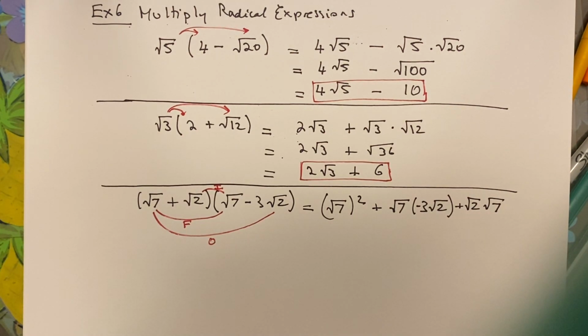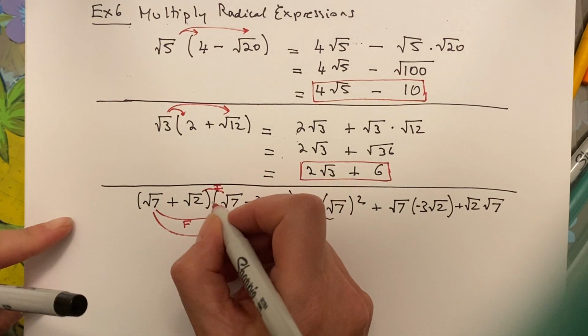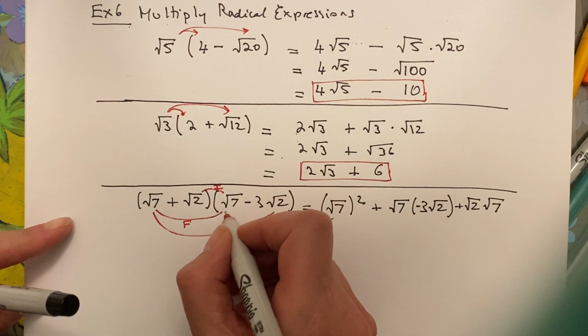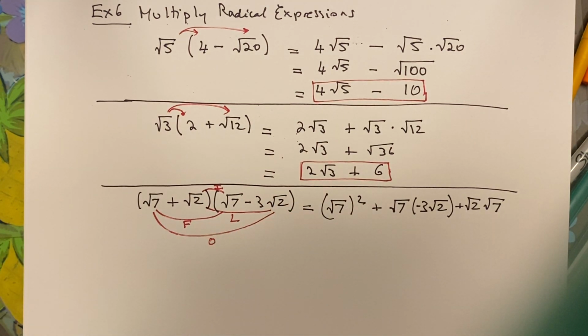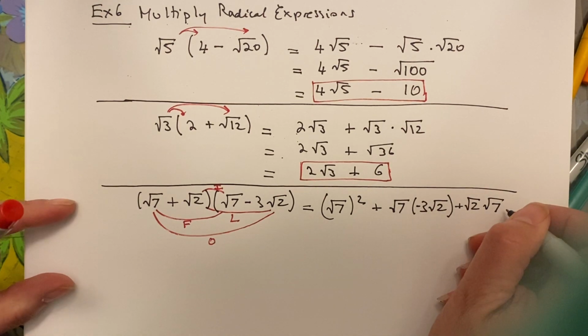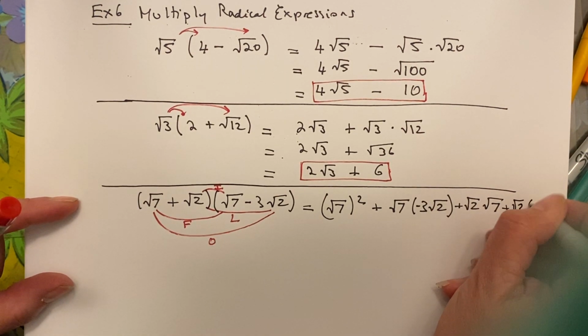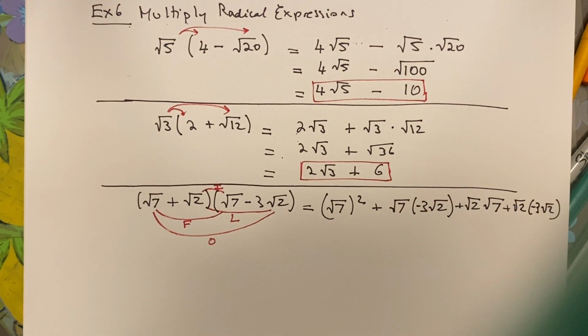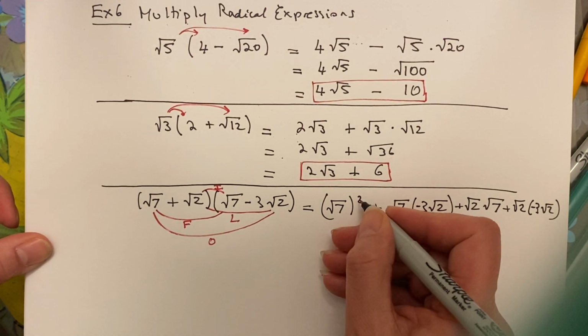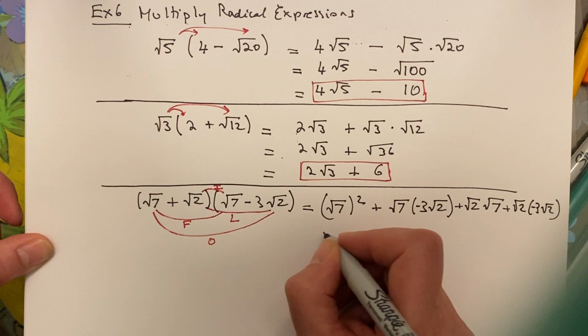And then finally we have last. Let's see how I can fit this one in. The square root of 2 times negative 3 square root of 2. Okay, well, I've now written everything out, and I need to use all the skills I've learned during this chapter to simplify this. So, square root of 7 squared. Well, we know that the square root and the square undo each other, so we're left with just 7.